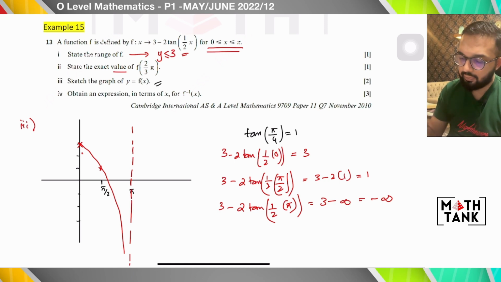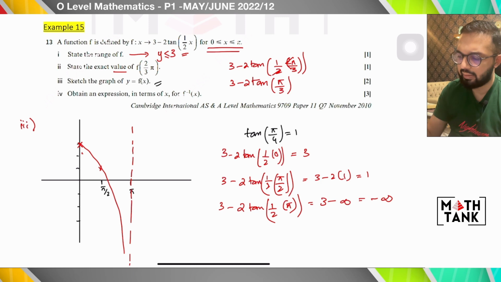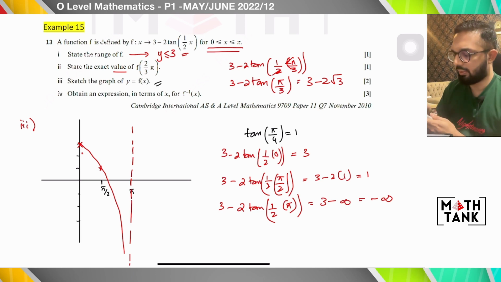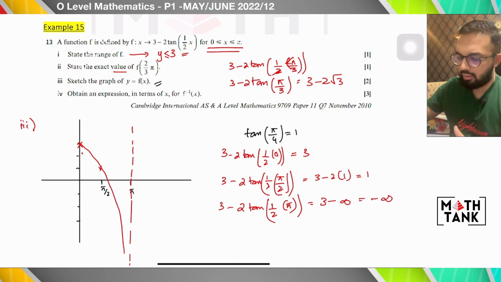State the exact value of f of 2 pi over 3. I'm going to use my calculator to do that. I'm going to tell my calculator that I want to plug in 2 pi over 3 here, and that's going to give me the exact value. To be honest, this is supposed to be done without a calculator, and tan pi over 3, tan 60, is basically root 3. So this is going to be 3 minus 2 root 3. Let me just verify that on my calculator.